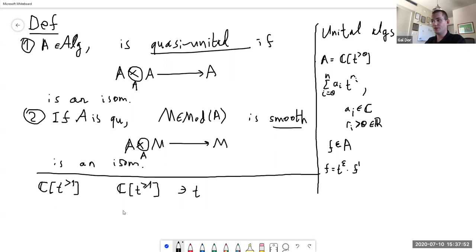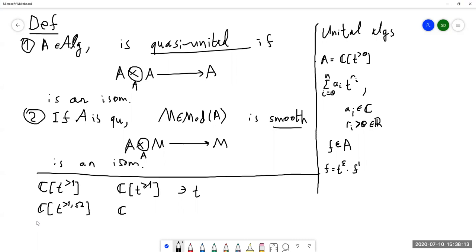However, you can also find examples that go the other way around. You can write powers of t that are greater than one but smaller than or equal to two. And this is also smooth. But how is it even a module? Just take the quotient: powers that are greater than one, modulo powers that are greater than two. It's a quotient of two modules.